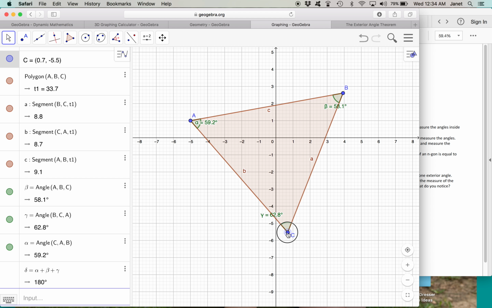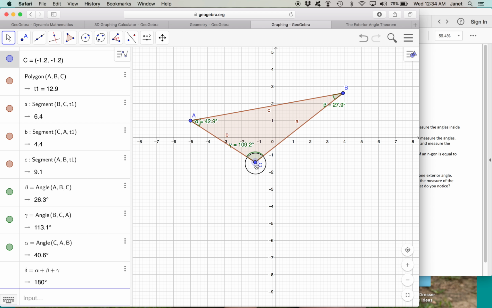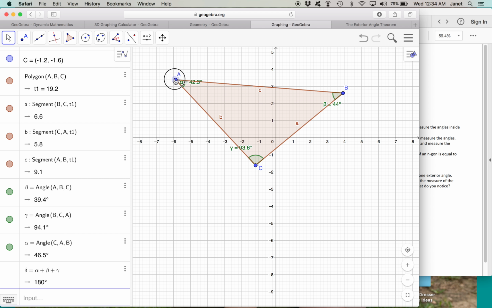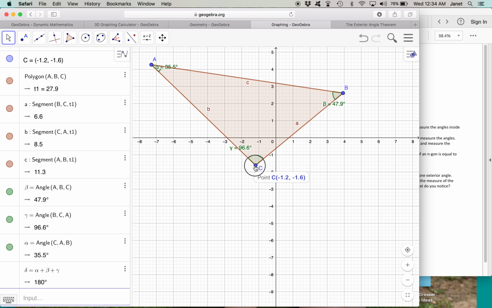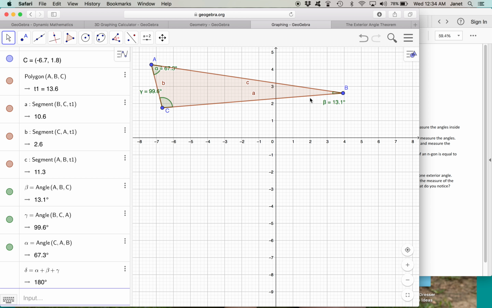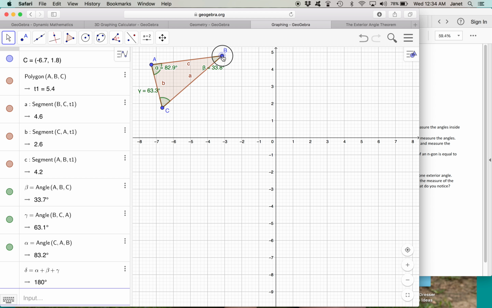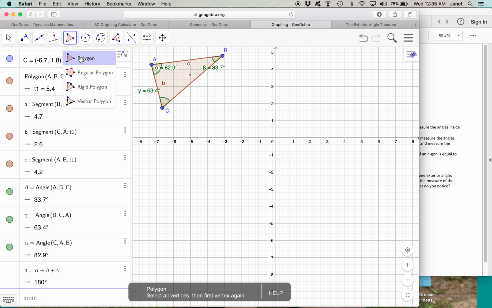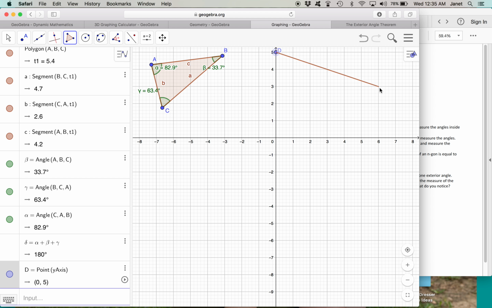Now let's go ahead and make our triangle a little bit smaller here so we've got room to work. I'm going to move it over here in the corner. There we go. Okay, the next thing we're going to do is make a quadrilateral and measure its interior angles. So the next thing we're going to do is select our polygon tool, and for a quadrilateral you're going to need 4 points.